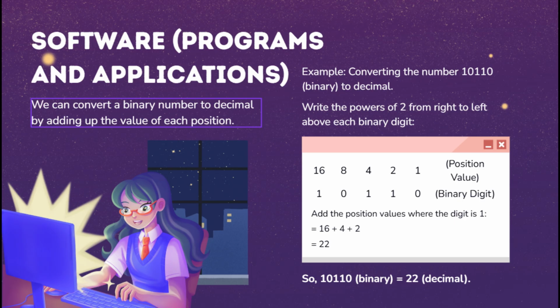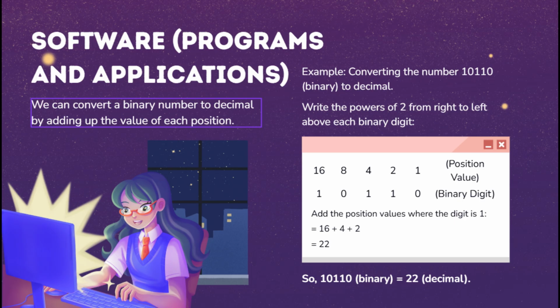We can convert a binary number to decimal by adding up the value of each position. Example, converting the number 10110 binary to decimal. Write the powers of 2 from right to left above each binary digit: 16, 8, 4, 2, 1. That is the position value. 1, 0, 1, 1, 0 is the binary digit.